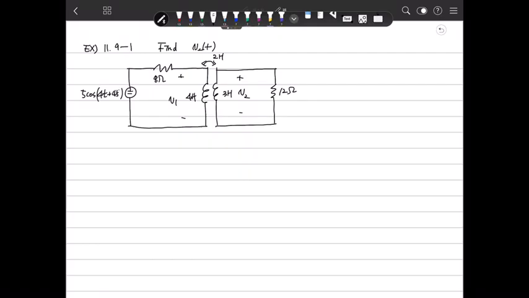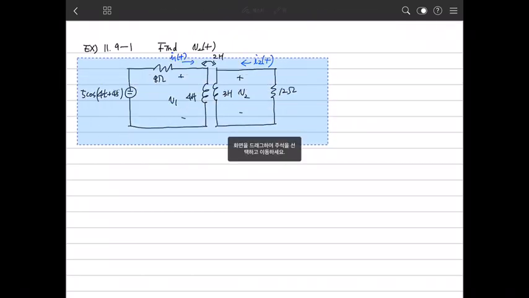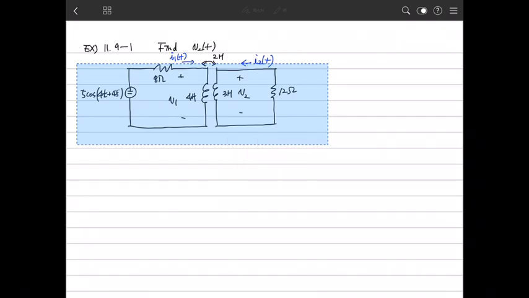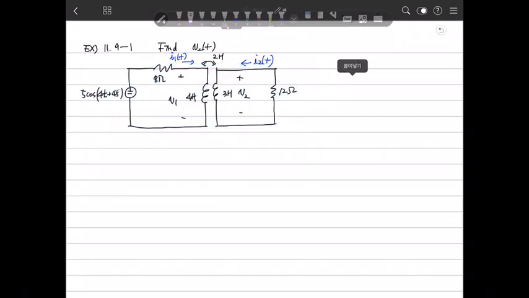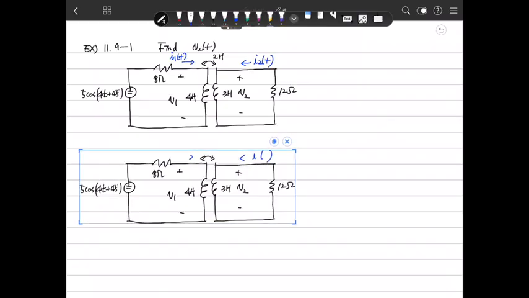So to solve this, I will define the current direction. I define the current as I1(t), and also I define the current in this direction, I2(t) here. So we can redraw this circuit with phasors. How can we do that? I can redraw this with the phasors.